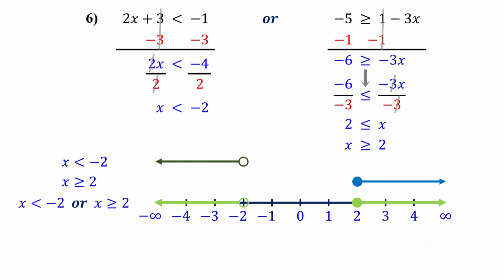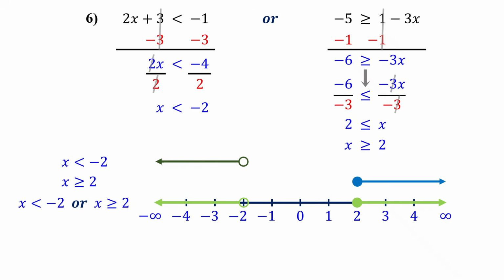-2 and all numbers between -2 and 2 are not solutions because they don't satisfy either inequality. So our final graph is simply both original graphs combined. It shows all numbers that satisfy at least one of the inequalities. Therefore, the solution is all numbers less than -2 or all numbers greater than or equal to 2.